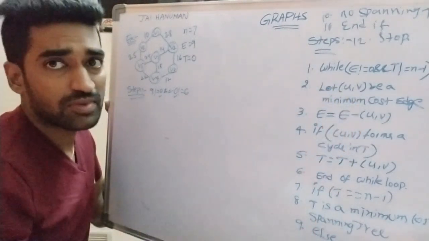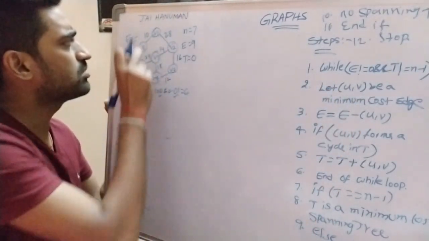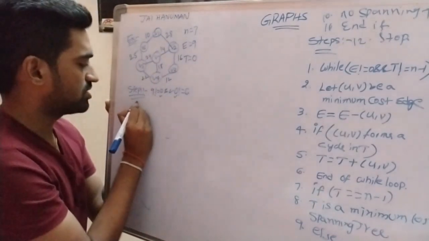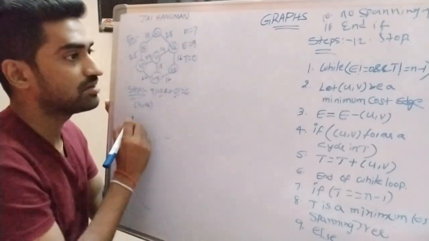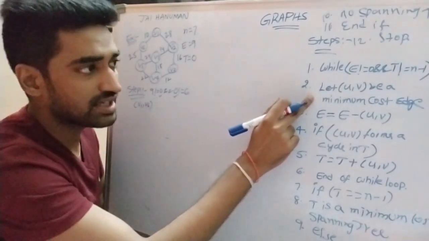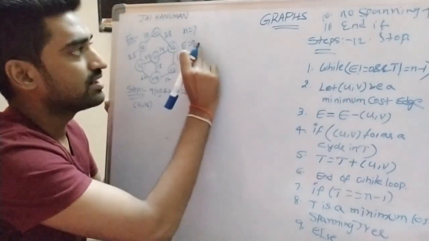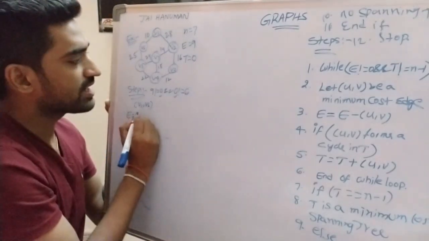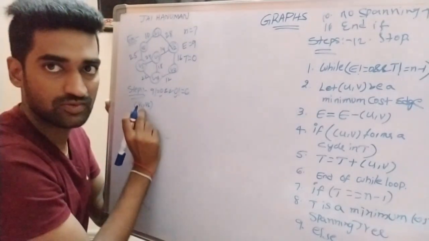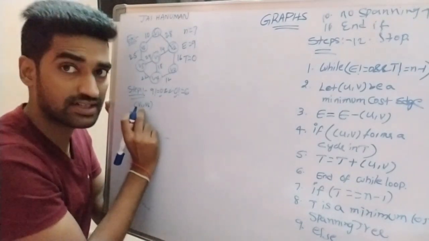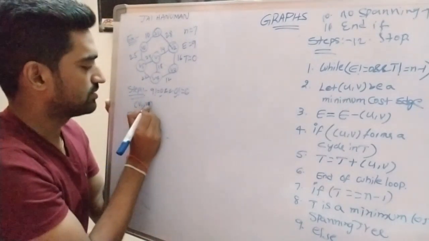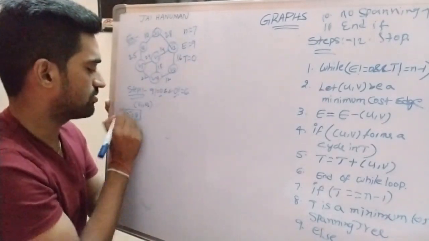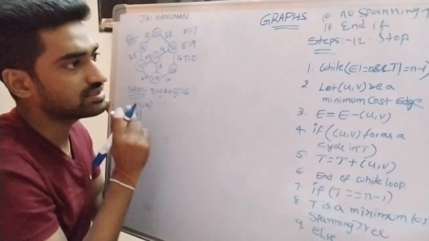Let (u, v) be a minimum cost edge. Among these edges, which one is the minimum cost edge? (V1, V6) is the minimum cost edge, right? So I am taking (V1, V6) as the minimum cost edge. Once we take the minimum cost edge, it is removed from the set of edges, so E is equal to E minus 1. That edge exists between two vertices, right? Now what is the value of E? E is equal to 8.